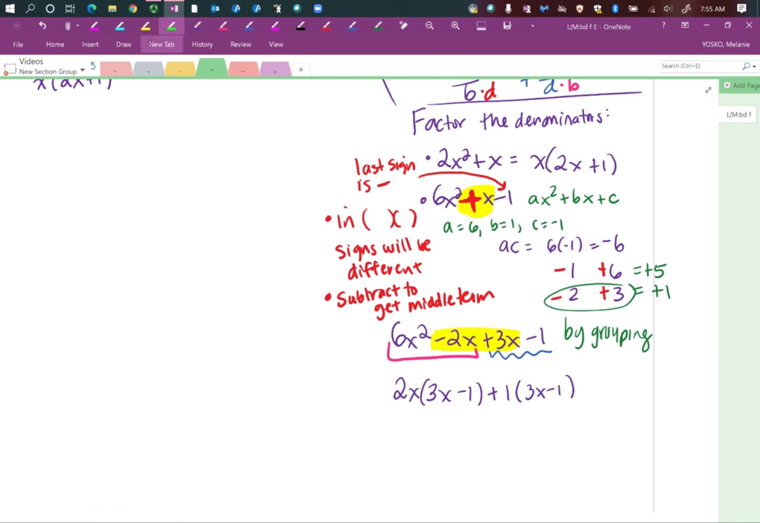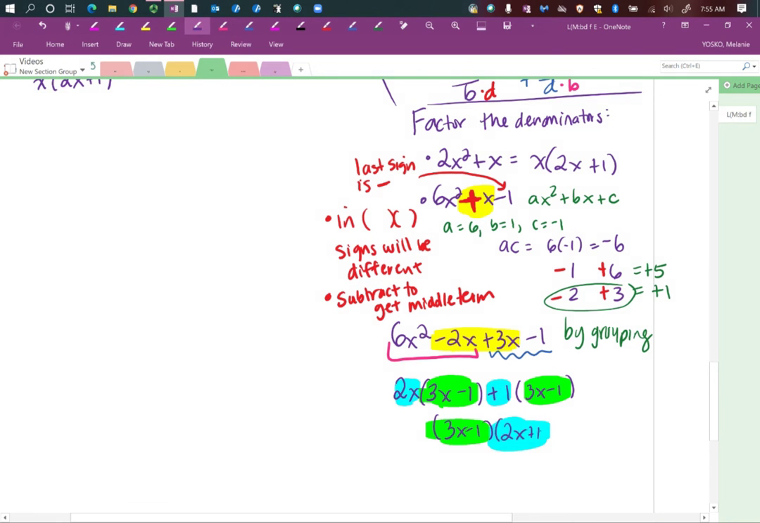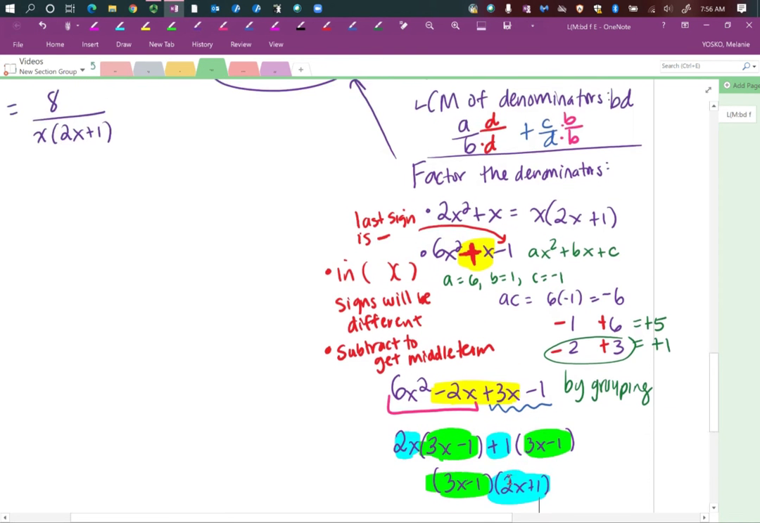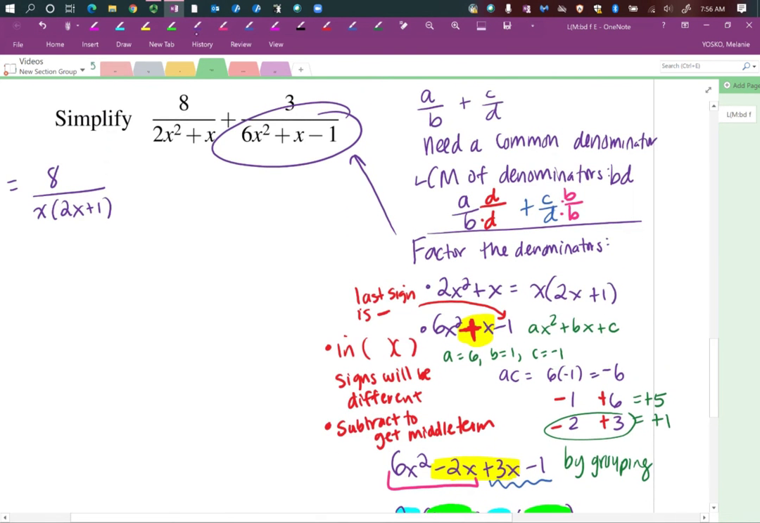Now notice, both of these have a 3x minus 1 in common. So we're going to rewrite the 3x minus 1. And then we look at the pieces that are remaining. We have a 2x plus 1. So that's what's going to go here. If you need some help on factoring by grouping, we have more videos over just that. Okay, so we have factored that denominator. It is 3x minus 1 times 2x plus 1. I'm going to rewrite that up here.